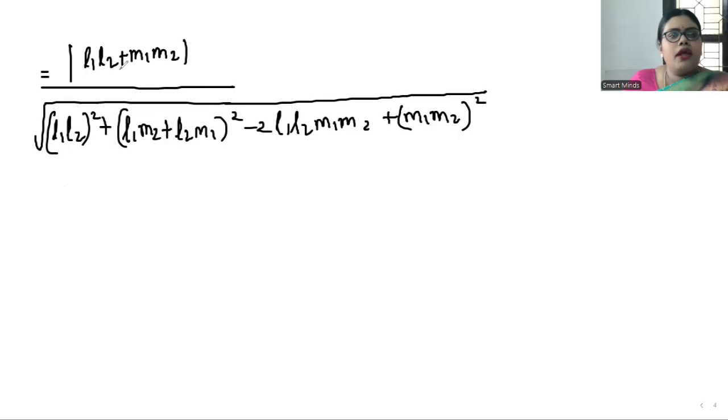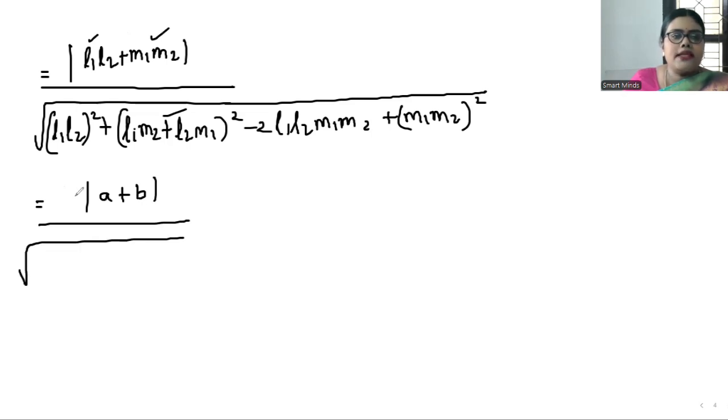Okay. Now we have all the values. We have L1, L2, M1, M2, and L1 M2 plus L2 M1 also we have. Now just substituting: mod A plus B by root over. What is L1 L2? A square. What is L1 M2 plus L2 M1? 2H, whole square. Minus 2. What is L1 L2? A. What is M1 M2? B. Plus what is M1 M2 again? B square. Okay, is it clear to you?